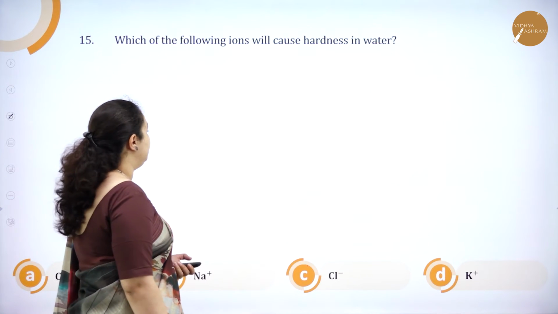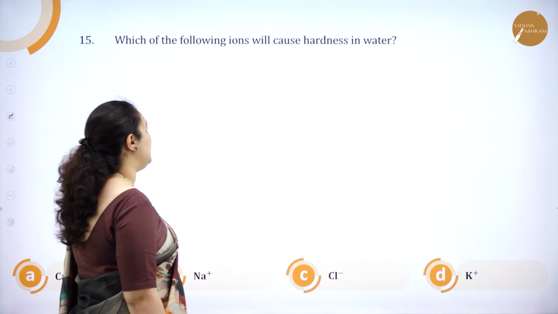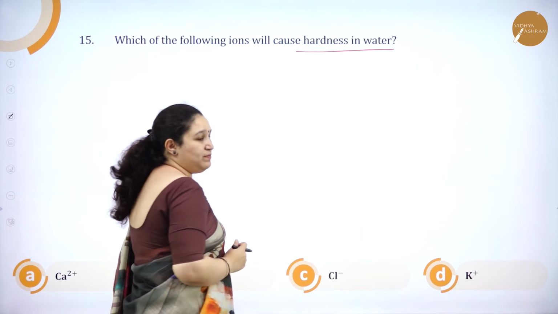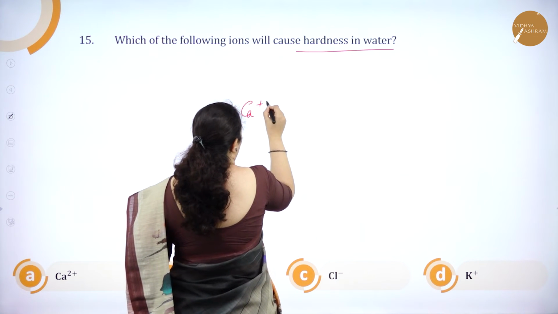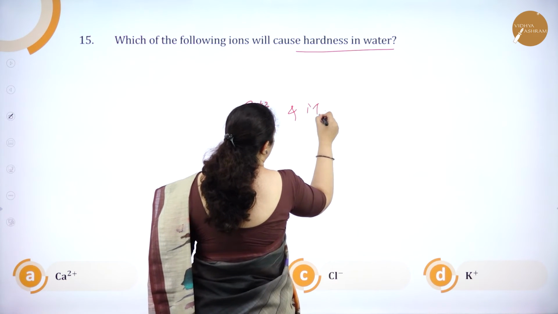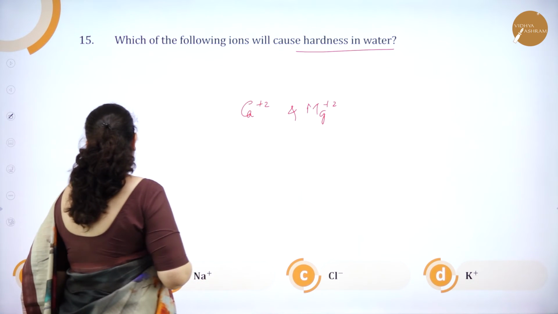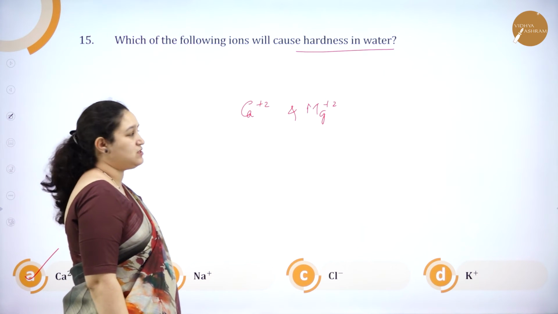Next question. Which of the following ions will cause hardness in water? Hardness in water is caused by salts of calcium and magnesium. So, which is the correct answer? Option A, that is calcium salts.